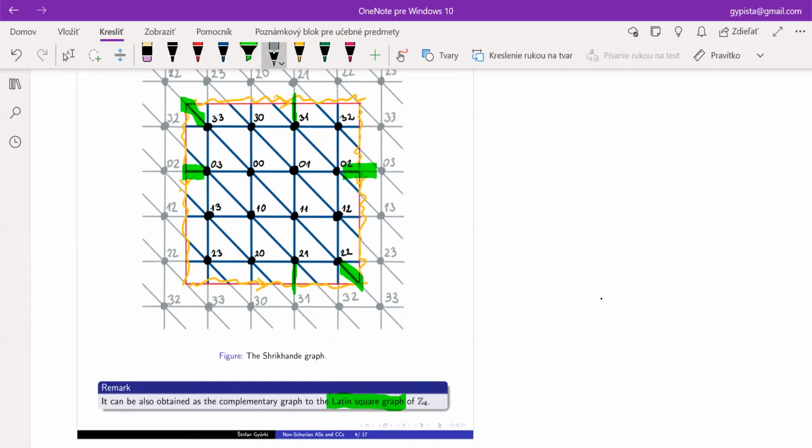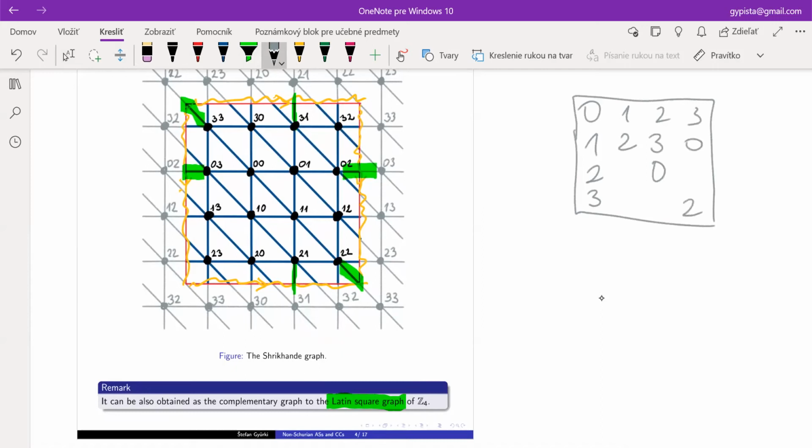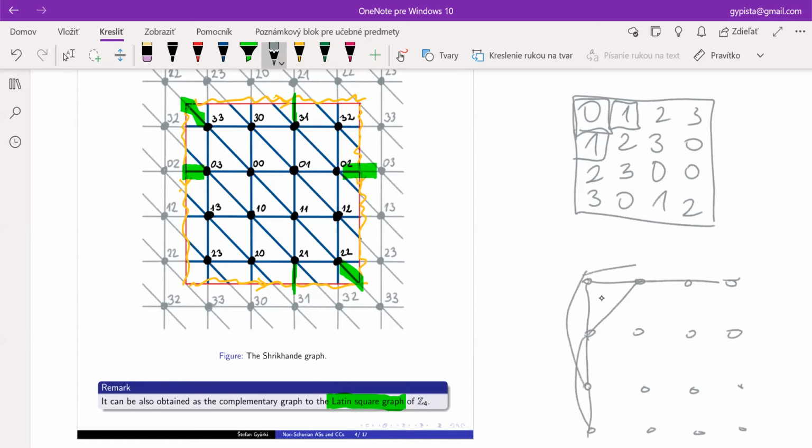This means that if you take the Latin square generated by the Cayley table of the group Z4, then each vertex of the graph corresponds to single cells in the table, and you are joining two vertices if they are occupied by the same symbol or if they are in the same column or when they are in the same row.